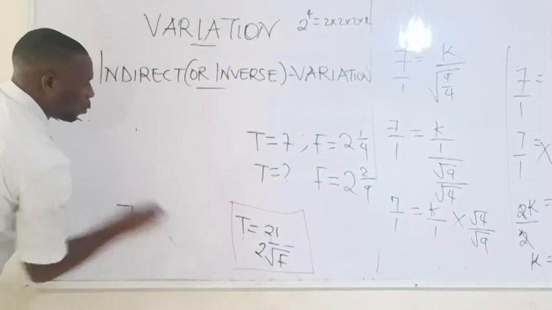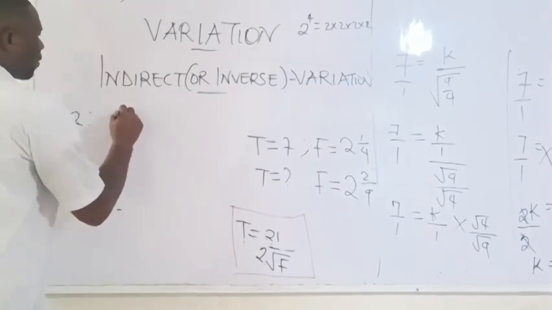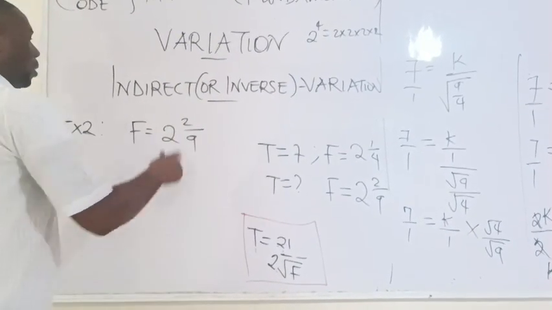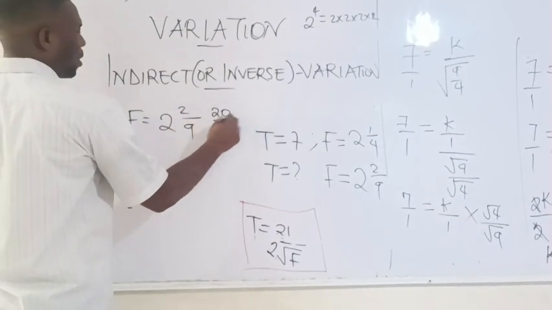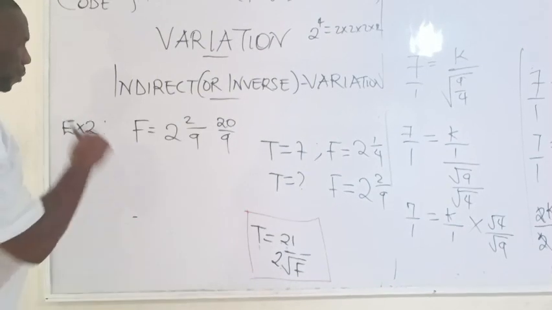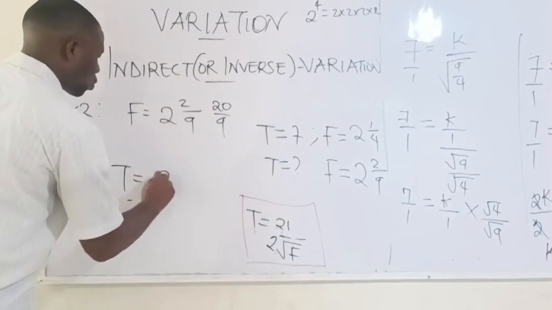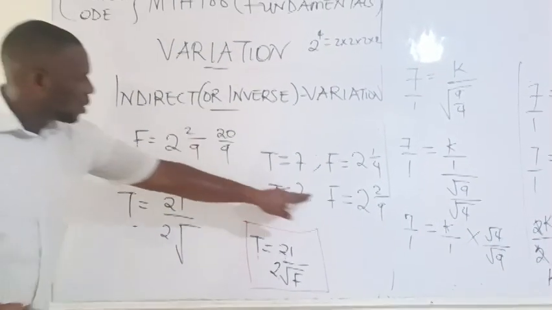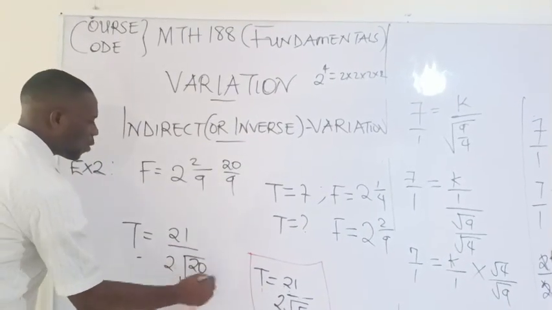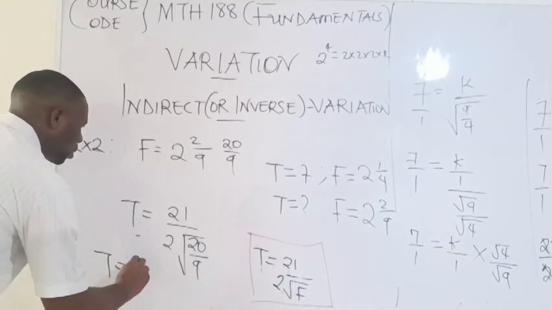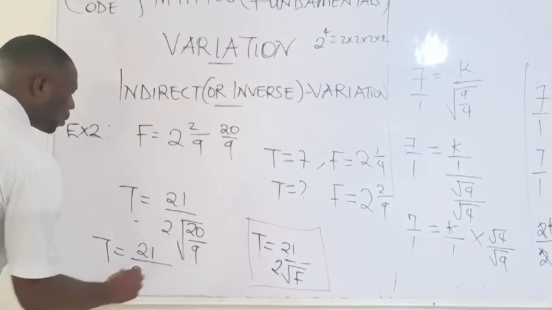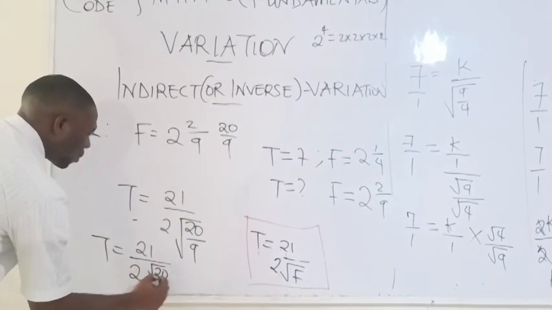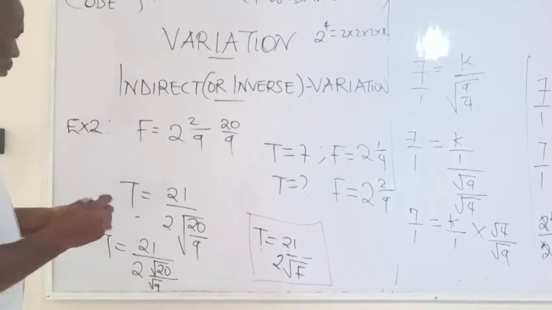So we're given f to be 2 whole number 2/9. I could write this as 9 times 2 is 18. Then 18 plus 2 is a 20, so I have 20/9 out of this. So t is equal to 21/2 times the square root now of f, which is given to be 20/9. So t becomes 21/2 times, now I can't actually divide this. Okay, so I'll just get a separate root 20 over the square root of 9.